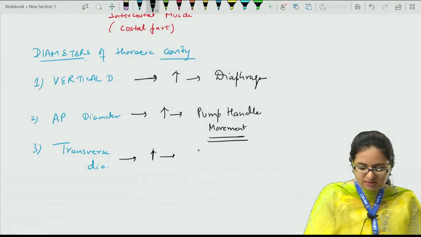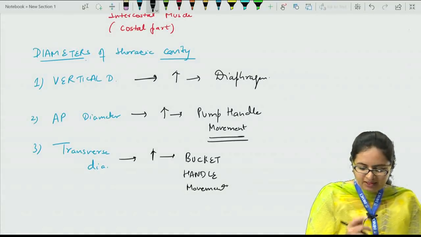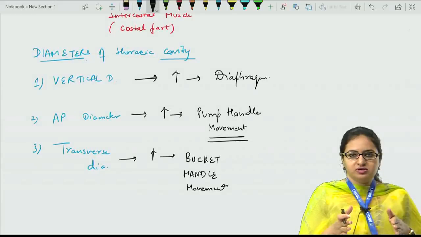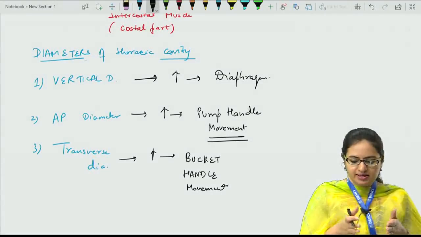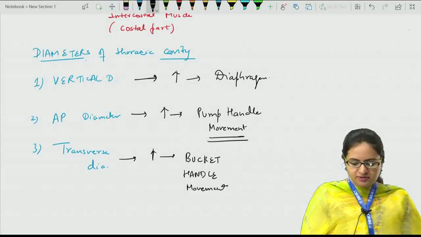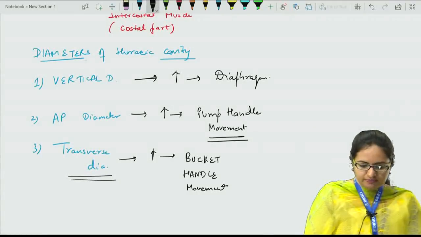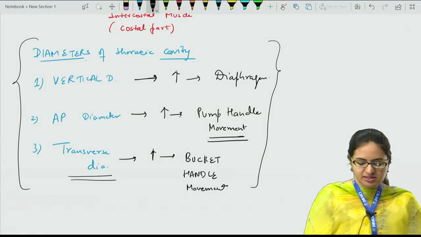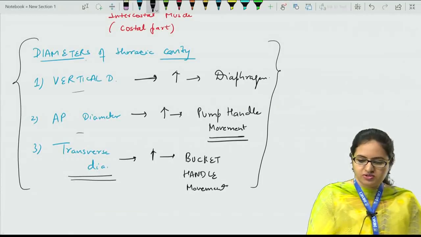The increase in the transverse diameter of the thoracic cavity is by bucket handle movement. This is due to the lower ribs, the vertebrochondral ribs, which go outwards and upwards, and as they are elevated, they increase the transverse diameter. So the 3 diameters of the thoracic cavity are increased in this way, by these mechanisms during the inspiration process.